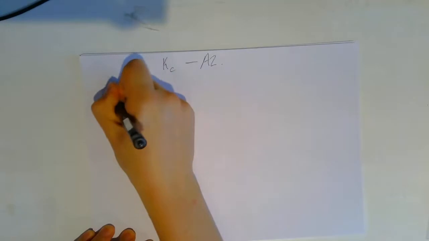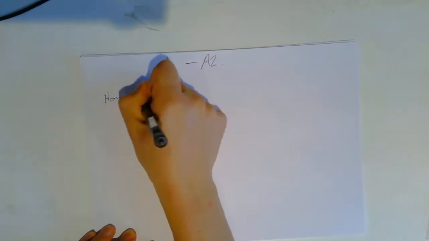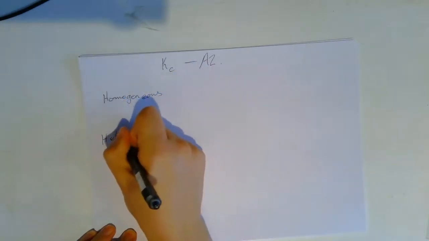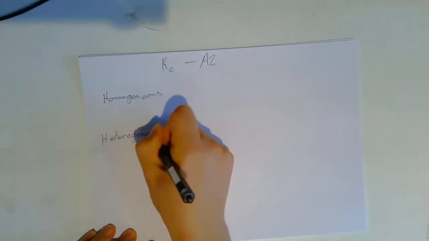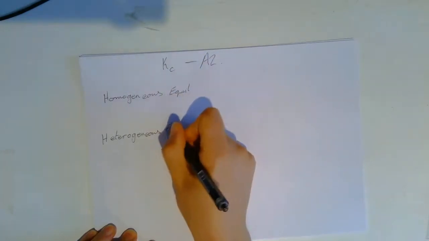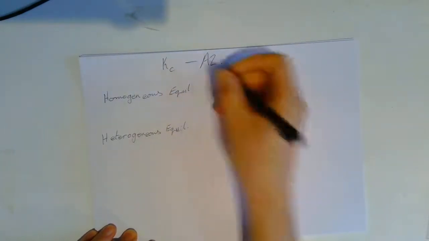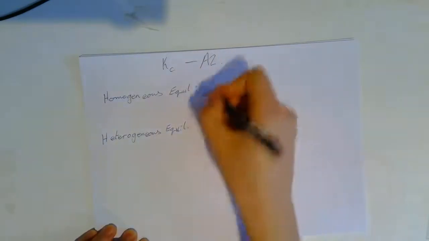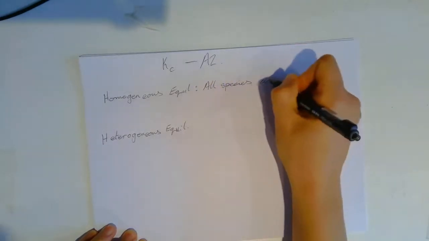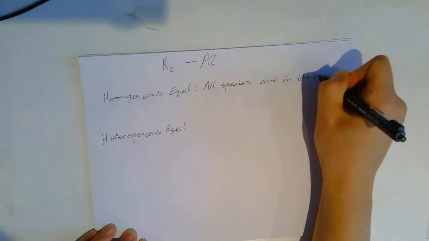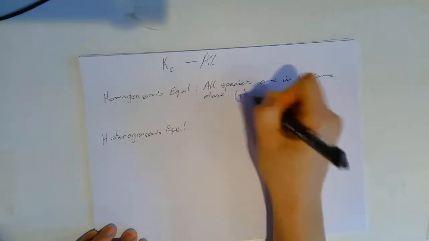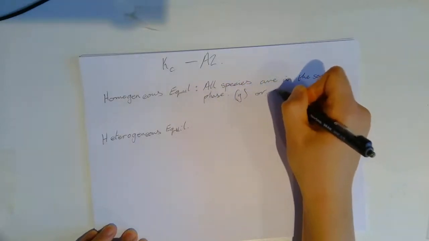about homogeneous and heterogeneous equilibria. Homogeneous, well, we know homo means the same, so this is where all species are in the same phase. For example, they're all gases, or they're all dissolved solutions.